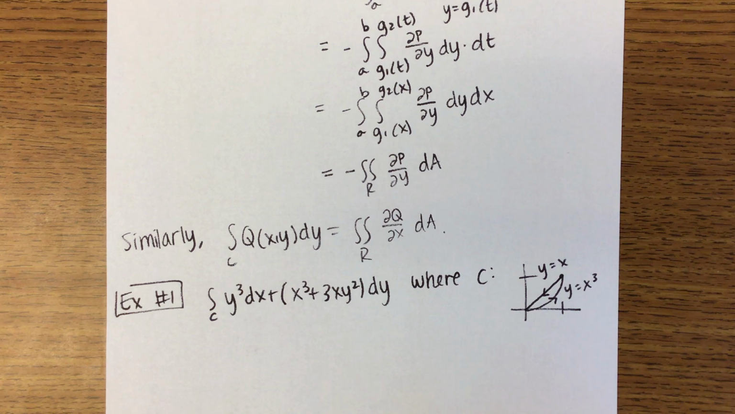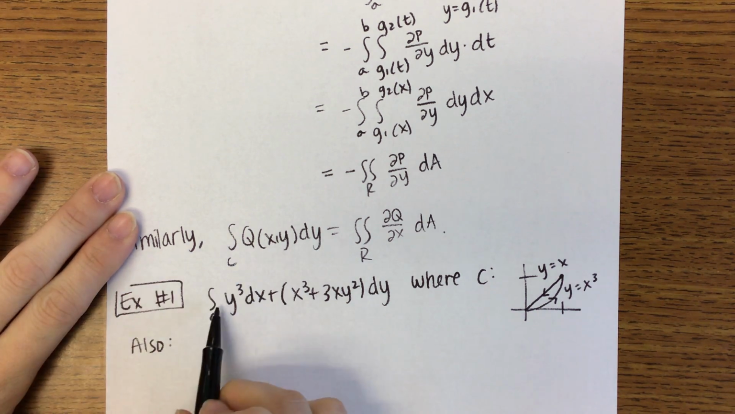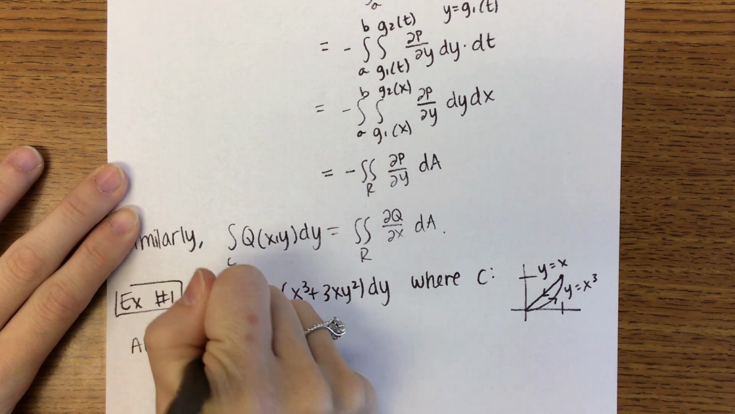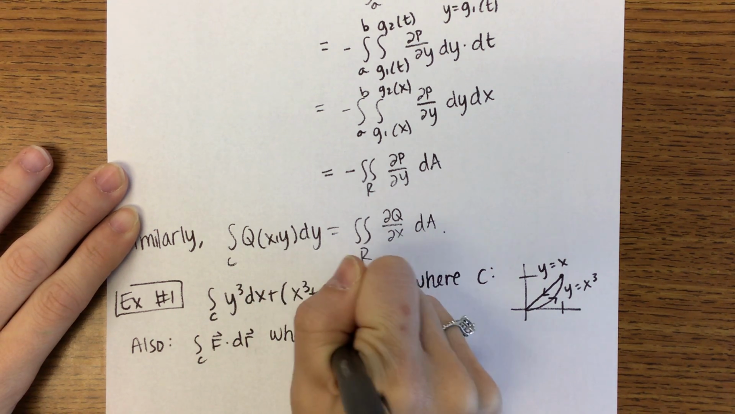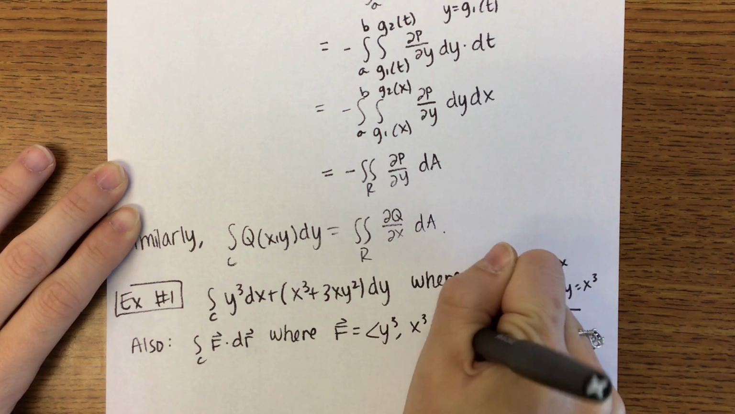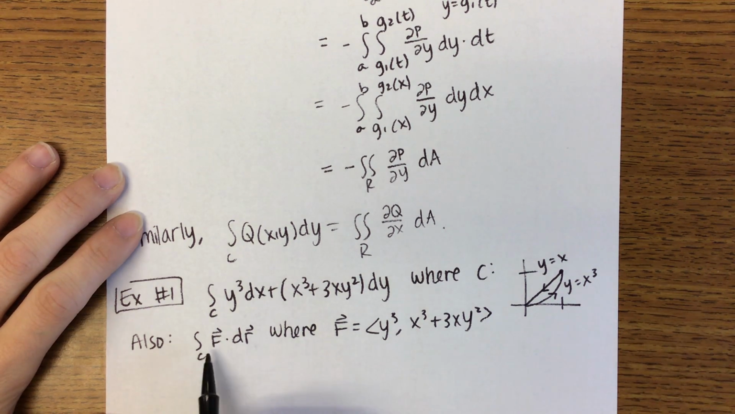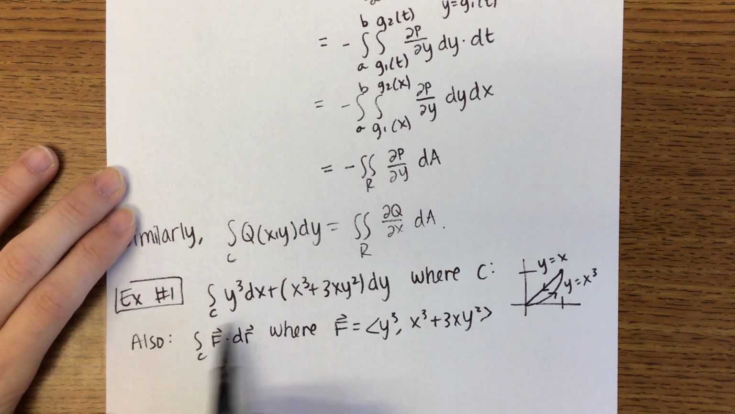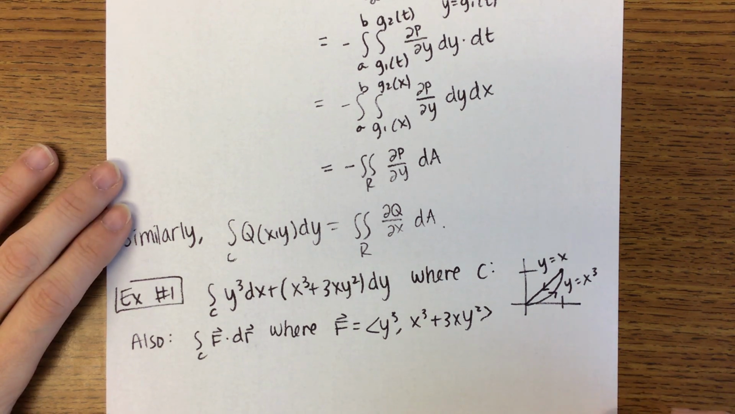Okay. Before we actually jump into calculating this, one thing I want us to know. This same integral could be written a different way. It could be written as the line integral of F dot dr, where F is y cubed, comma, x cubed plus 3xy squared. So just know, if you see this, it has the same meaning as in this case. So when you see that F dot dr, you have the option sometimes of using Green's theorem.